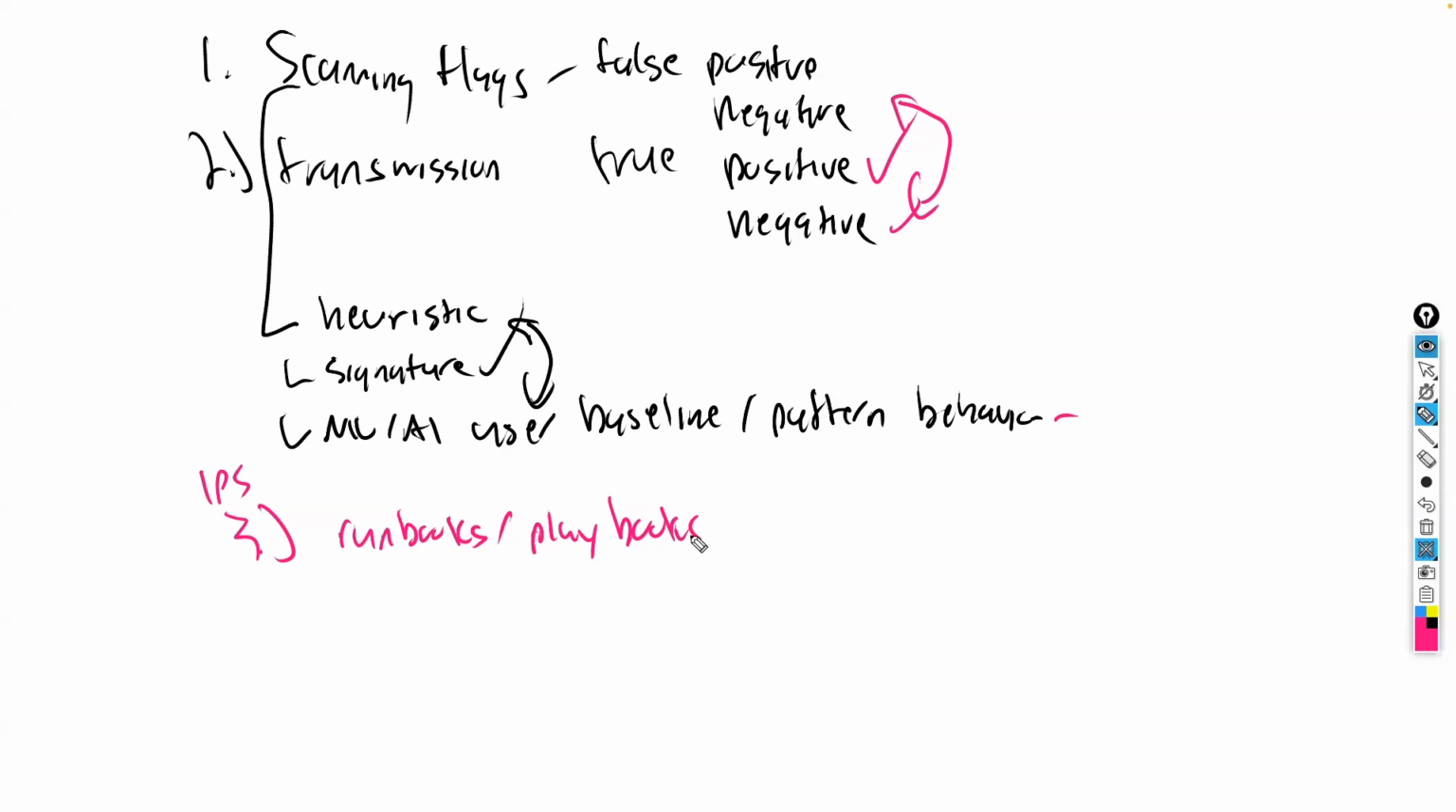If we have intrusion prevention systems that are highly sensitive, that could affect the what in our CIA triad? That could affect the availability. Well, now we're stopping things that aren't malicious, because our ML and our AI user baseline pattern behavior recognition is so sensitive. So we just have to be careful when implementing IPS.